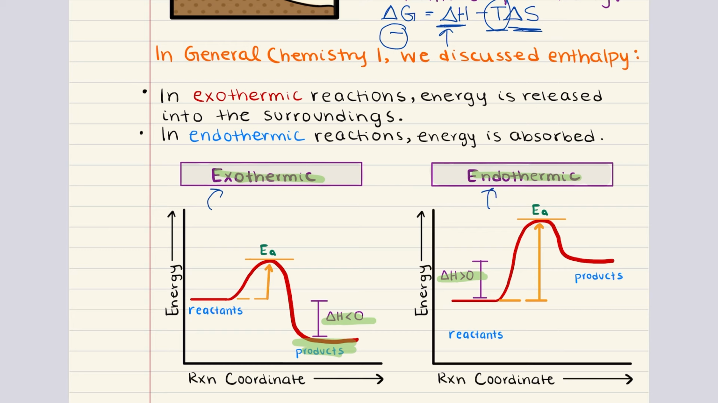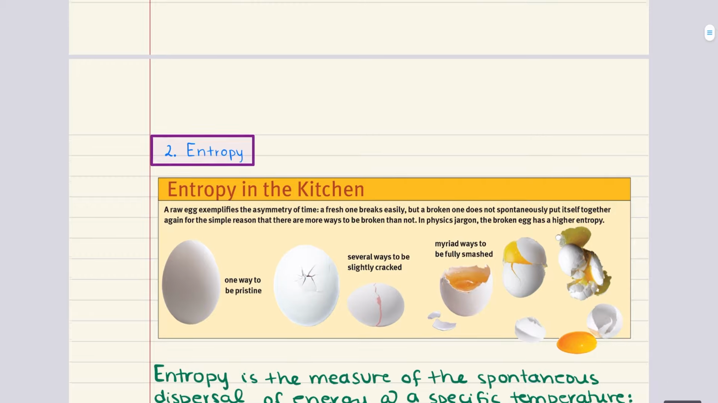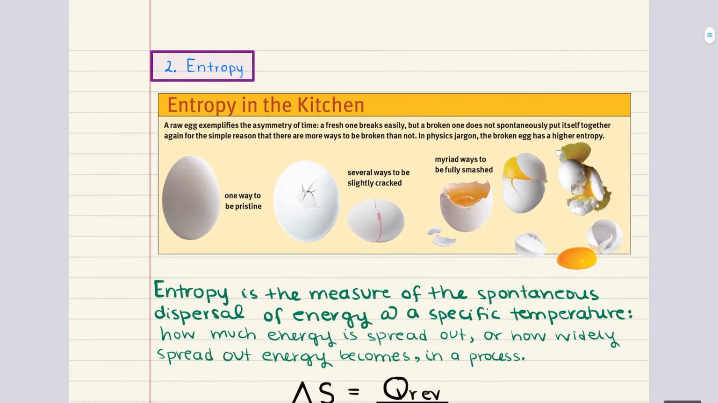In summary, determining whether a process is spontaneous requires us to consider enthalpy, entropy, and temperature together rather than in isolation. With that being said, let's move into the second objective, where we're going to discuss entropy.